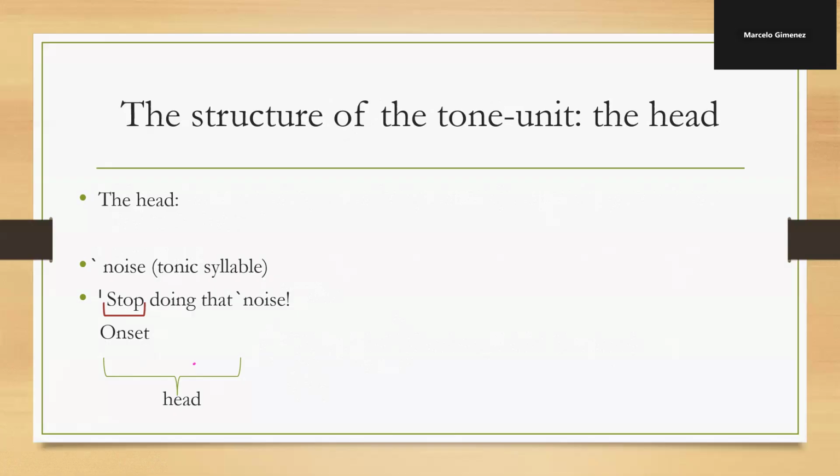Is that clear? So all the syllables that happen before the nucleus will be part of the head. But for that part to be a head, there must be one first prominent or stressed syllable. In this case, that would be "stop." And that first prominent syllable has a name: onset. So the head includes all the syllables up to, but not including, the nucleus.